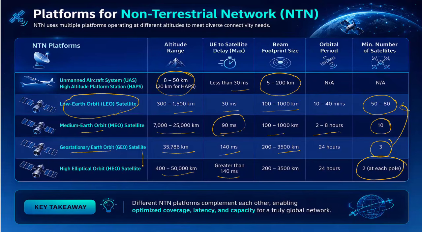So if you observe carefully, as altitude increases, coverage also increases, but latency also increases. So this is a fundamental trade-off in the NTN design. No single NTN platform is perfect. Each one is optimized for a specific balance of latency, coverage, and capacity. So you have to balance between coverage, latency, and capacity.